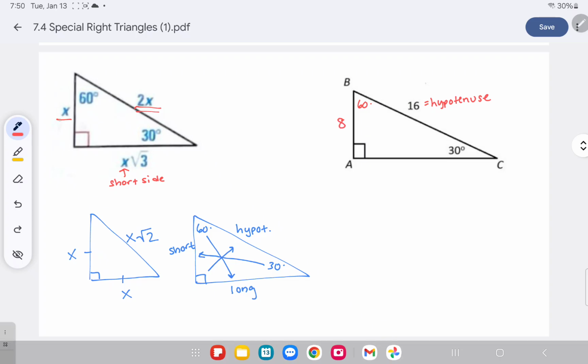So if you know the short side, you're going to multiply by 2 to get the hypotenuse. If you know the hypotenuse, you're going to divide by 2 to get the short side. And it'll work similarly with the long side. We'll get to that in a second. In this case, now that we know the short side, our long side is easy. We just multiply by root 3. So our long side is 8 times the square root of 3.